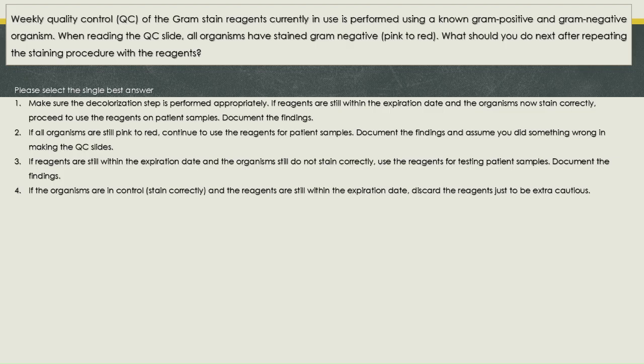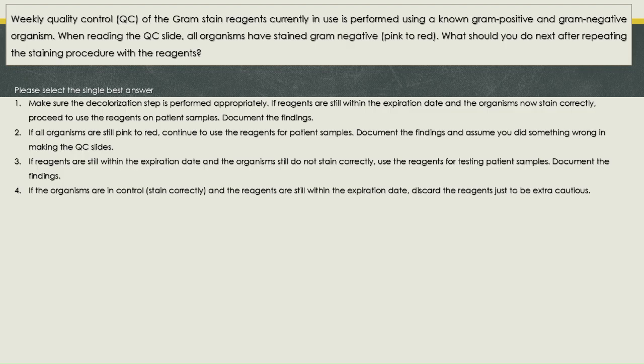1. Make sure the decolorization step is performed appropriately. If reagents are still within the expiration date and the organisms now stain correctly, proceed to use the reagents on patient samples. Document the findings. 2. If all organisms are still pink to red, continue to use the reagents for patient samples. Document the findings and assume you did something wrong in making the QC slides.